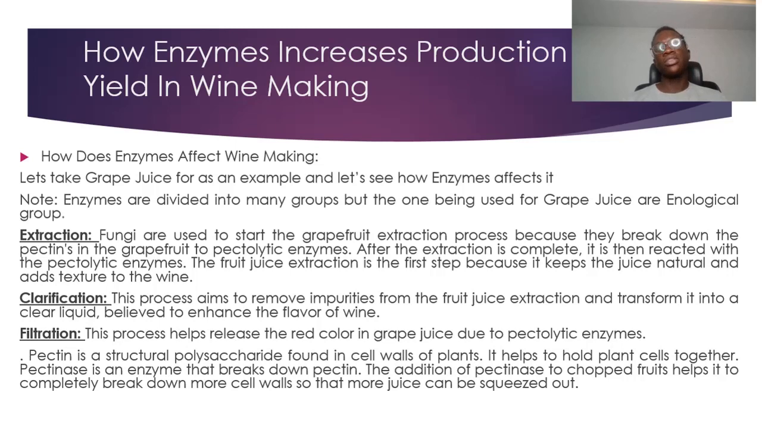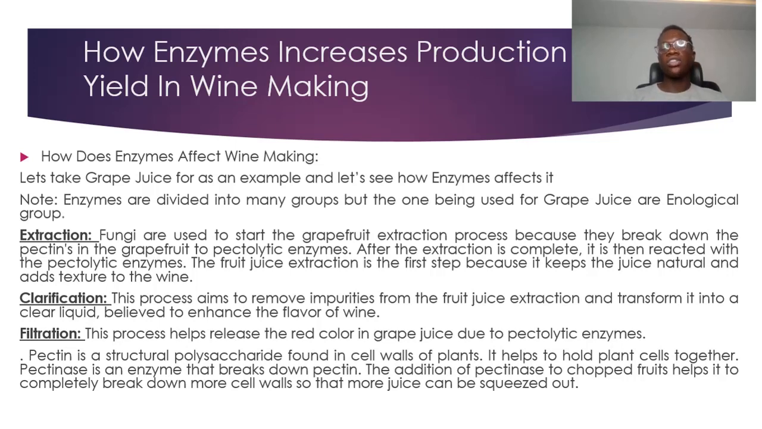So I made a short note on pectin again. Pectin is a structural polysaccharide found in cell walls of plants. It helps to hold the plant cells together, plant cells like grapes and so on. In this context, it helps to hold grapefruit cells together. Pectinase is an enzyme that breaks down pectin.